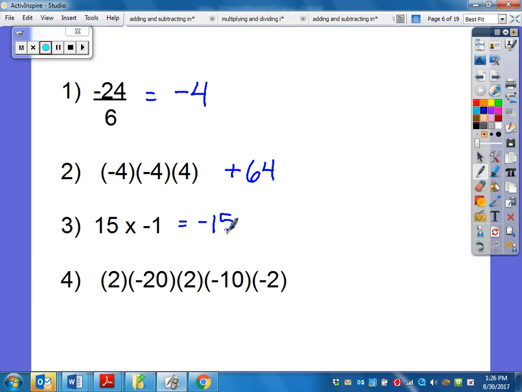Let's look at 4. The first thing I'm going to do is figure out what sign it is. 1, 2, 3. With 3 negative signs, my answer is going to be negative. 20 times 2 is 40, times 2 is 80, times 10 is 800, times 2 is 1600. I was able to find my sign really quickly because all I did was count the number of negative signs. If the number of negative signs is odd, then your answer is negative. If the number of negative signs is even, then your answer is going to be positive.